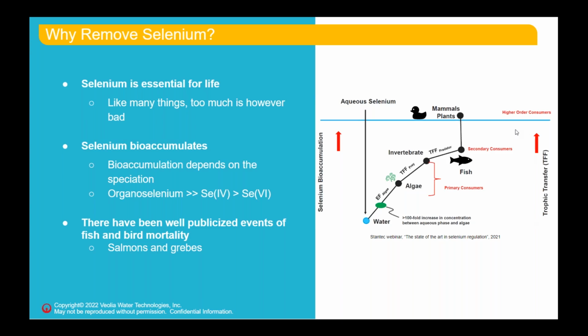And what we have seen in the last decades is the number of well-publicized events of fish and bird mortalities, typically salmonids, actually salmons, but in general, trouts and all fishes of that family, and grebes, which are basically a kind of duck that is fish eating. There have been events, especially out west, where there have been thousands upon thousands of birds or fishes that have died, and they have died because of that bioaccumulation of selenium.